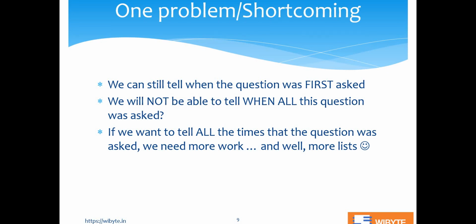The problem or shortcoming is that now we can tell when the question was first asked, but we will not be able to tell when all this question has been asked. Let's say this question was asked in question number 1, question number 2, question number 3, question number 8, and so on and so forth. We will not be able to tell that. So the question comes, can I somehow make it happen that I tell you, okay, look, you asked me this question 3 times, question number 1, then question number 2, then question number 7, or whatever? Well, the answer is yes.